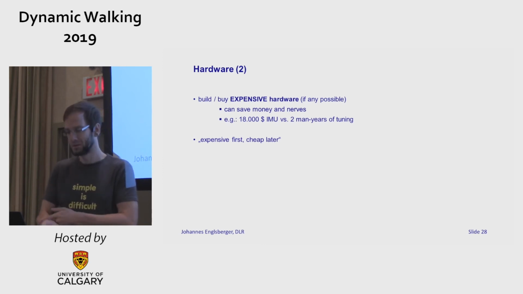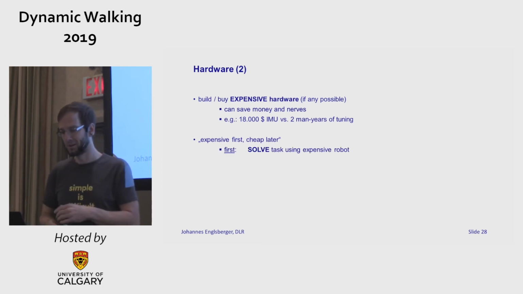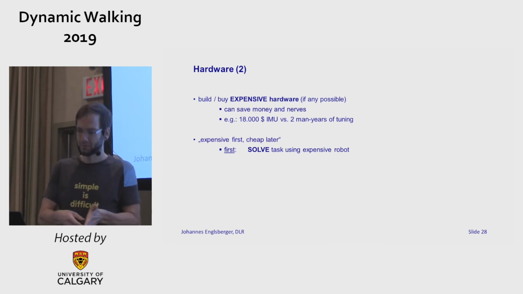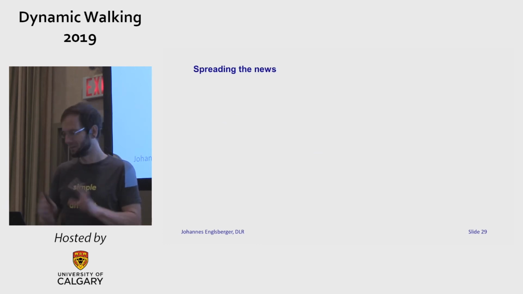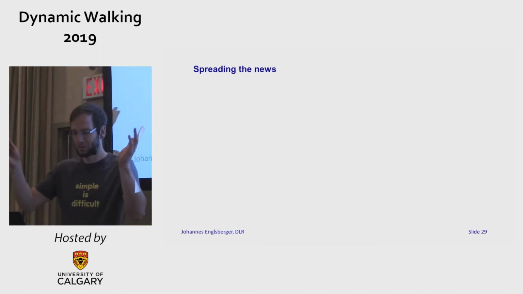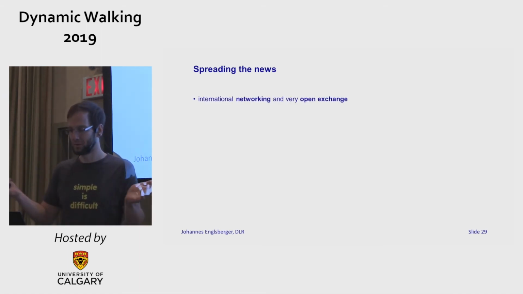Expensive first, cheap later. Well, if you can afford it. First, solve the task using the most awesome, expensive robot, then find out how to reduce cost. And last but not least, I'm talking about my research style, so how I spread my news.